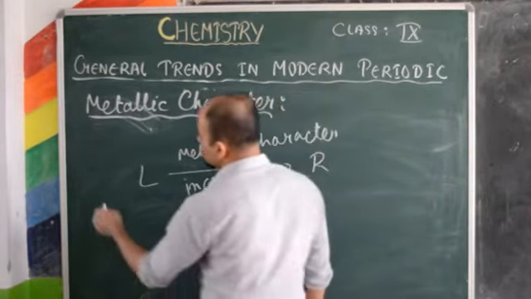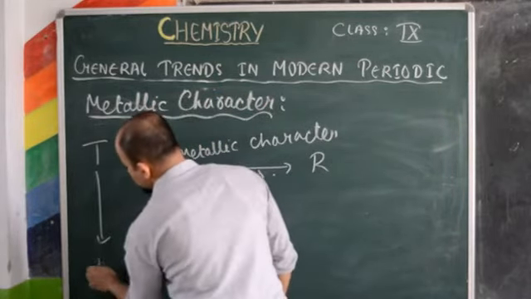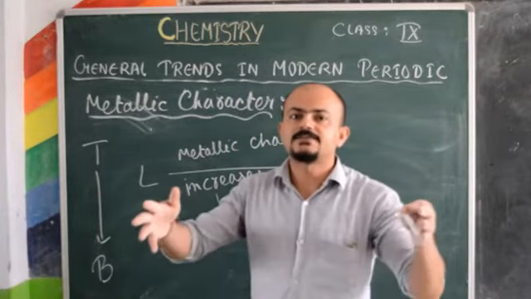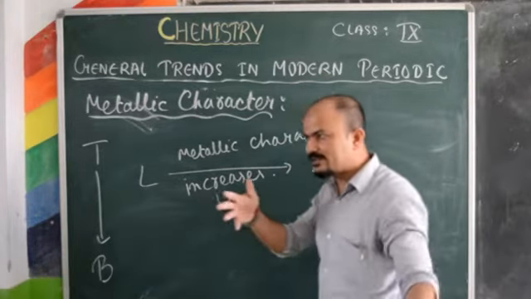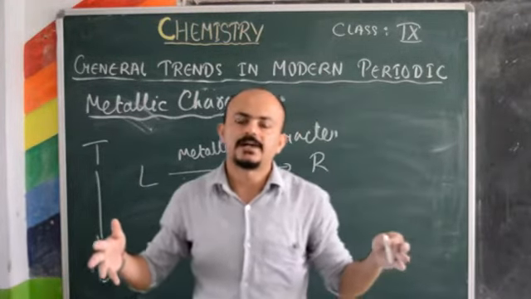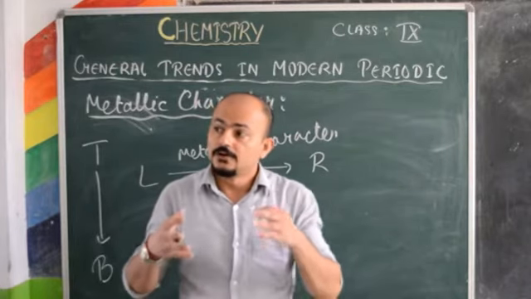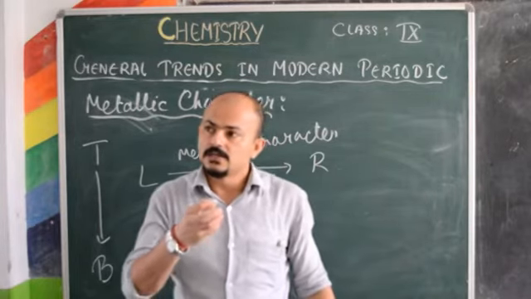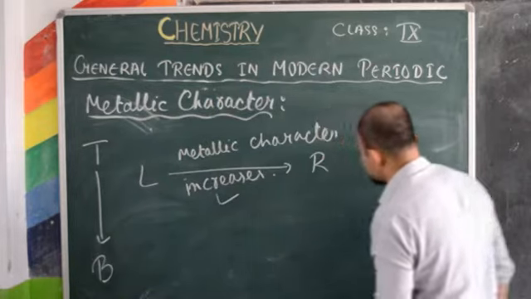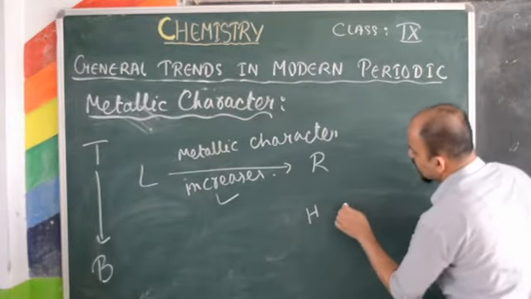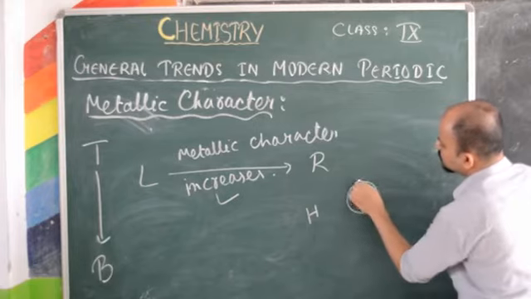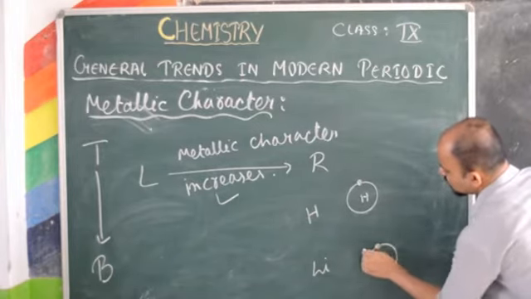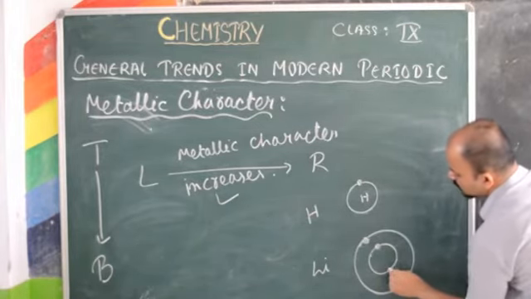Okay? So what happens when you move from top to bottom in the periodic table? As you move from top to bottom, you saw the atomic size keeps on increasing. Whenever the atomic size keeps on increasing, the electrons present in the valence cell will be less tightly held by the nucleus. For example, say this is hydrogen. Hydrogen has only one cell with one electron. Lithium has two cells with three electrons.